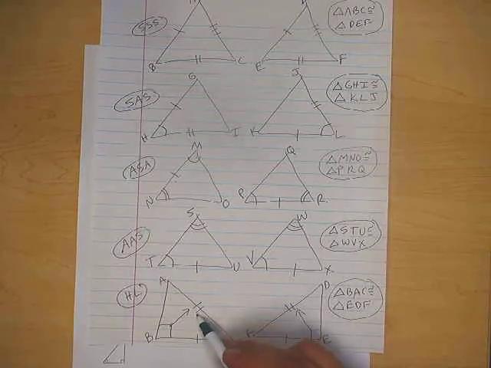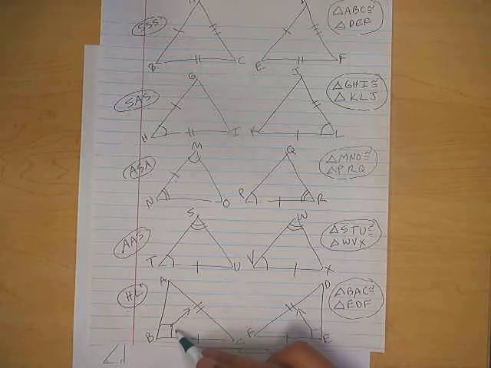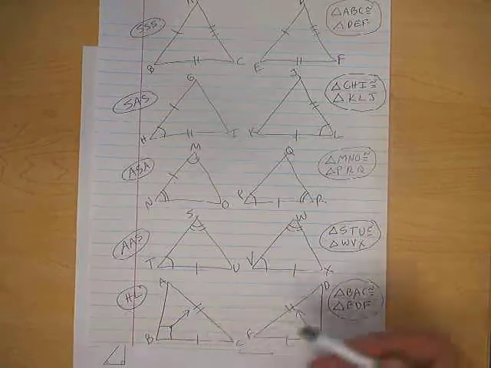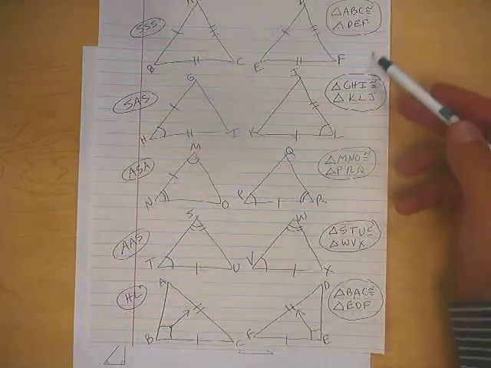Biggest mistake students make, again, is if it's a right triangle, students think it's automatically hypotenuse, leg. It's not always that way.